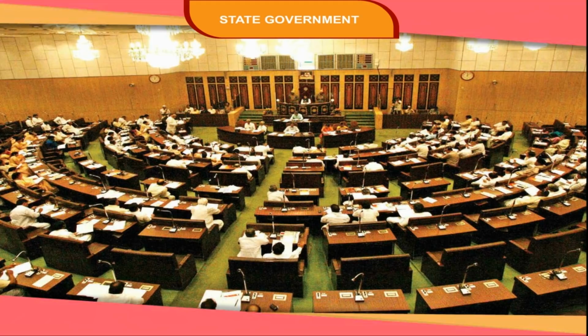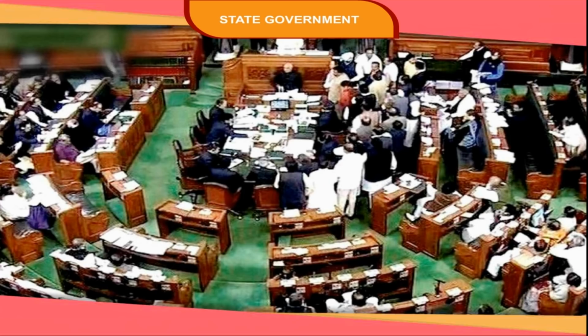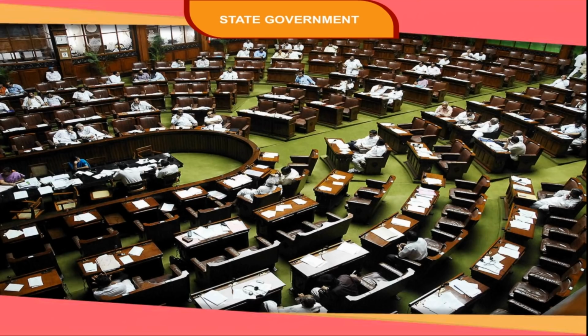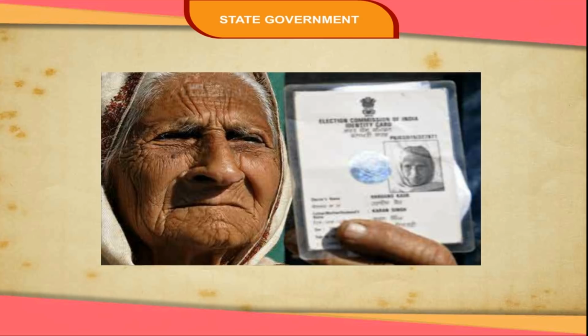The number of members in the assembly is fixed by the parliament in proportion to the population of the state concerned. The members of the Vidhan Sabha are elected directly by the people of the state. The qualification of the member and their tenure are similar to the members of Lok Sabha. Elections are based on universal adult franchise, meaning that all the persons above 18 years of age have the right to vote. The system of secret ballot is followed.